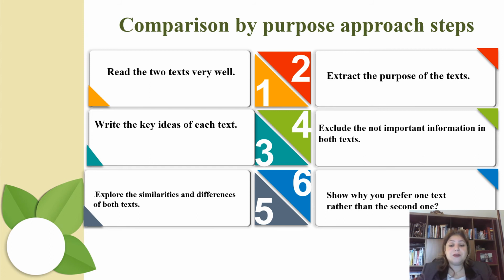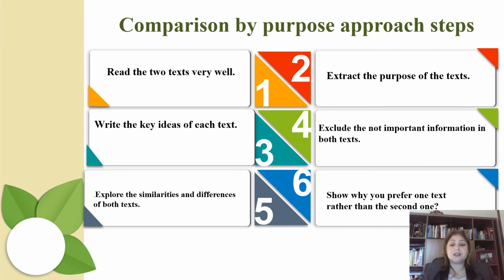The last step is to show why you prefer and select one text rather than the second one. You prefer the type of writing of this writer rather than the second writer or the second text. Why? You should mention why you prefer and why you select this text rather than the second one. This is very important to know all these things.